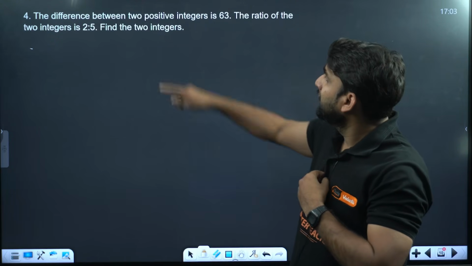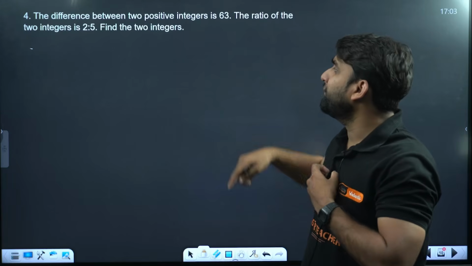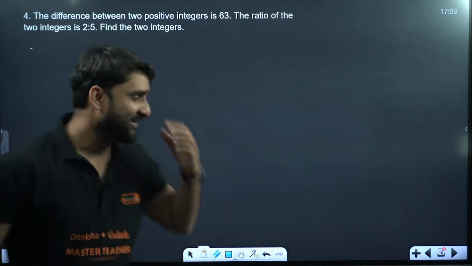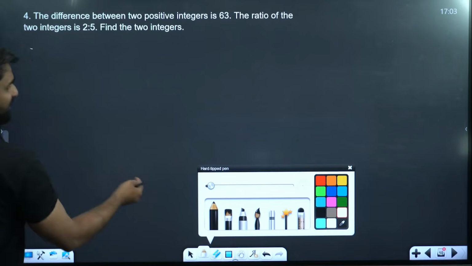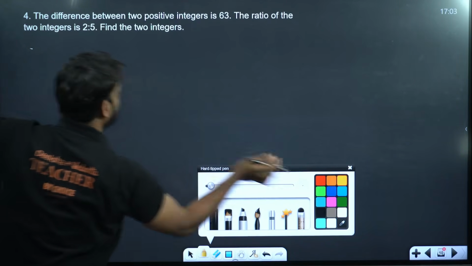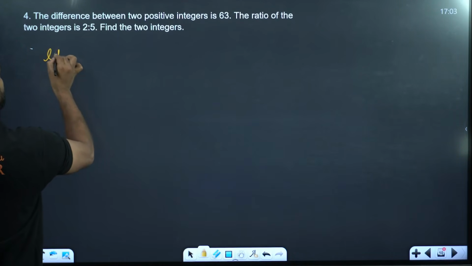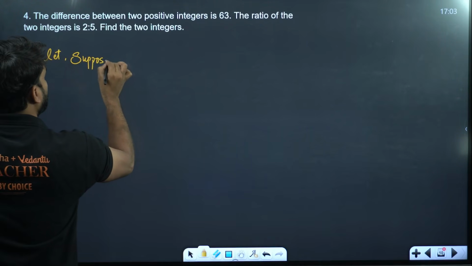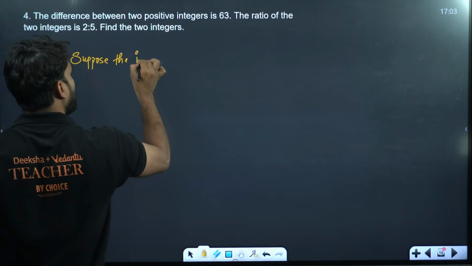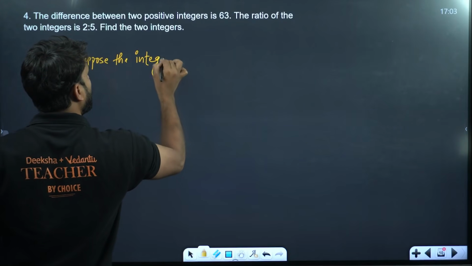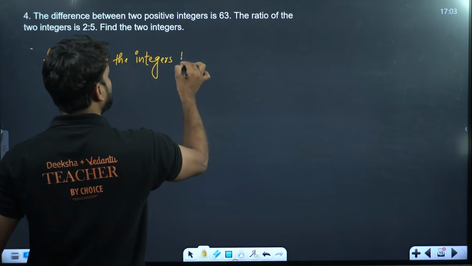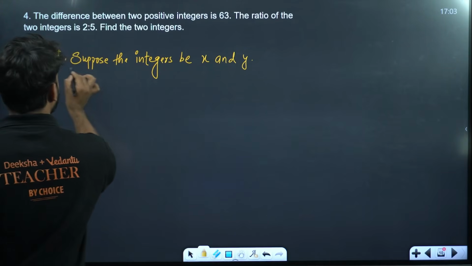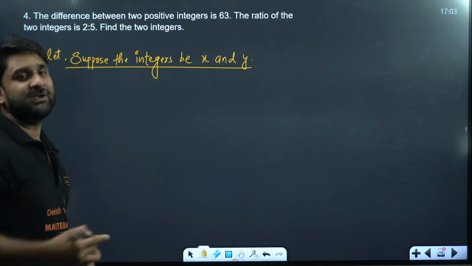So, the difference between two integers. What we need to do here? Suppose the values. Suppose the integers are x and y. So, let's suppose. Always start your answer from here. Suppose the integers be x and y. Okay, let's suppose the integers be x and y.